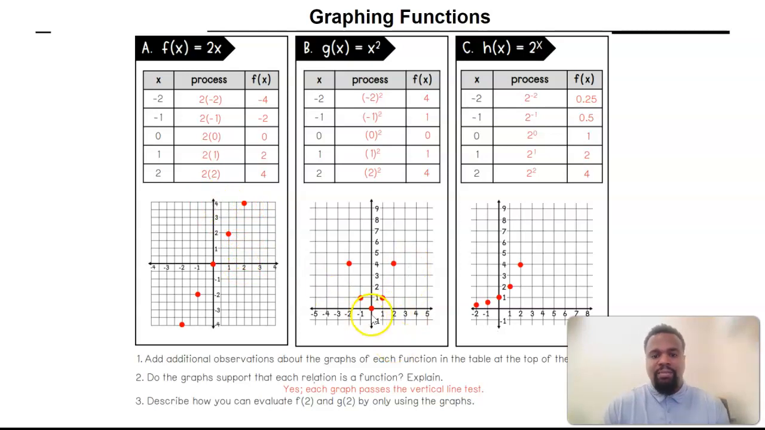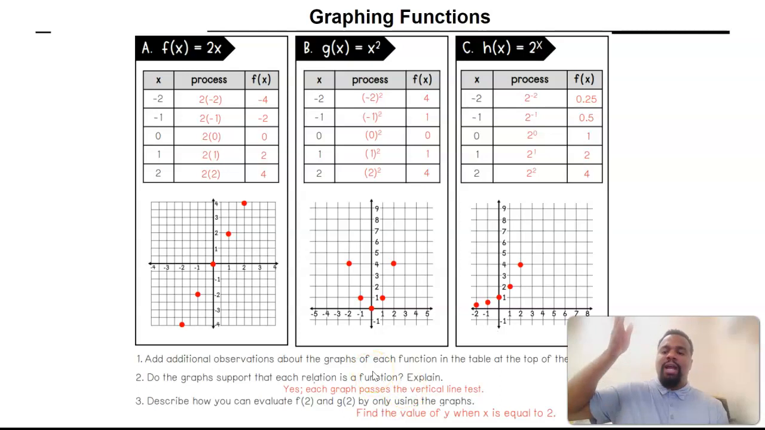Same thing for g. So this is 2. See where it comes to our point right there. Look at the corresponding y. The y is also 4. So both of those are 4. All right, so we find the value of y when x is equal to 2. That means you find 2 on your x-axis, see where that graph connects, and find the corresponding y value.